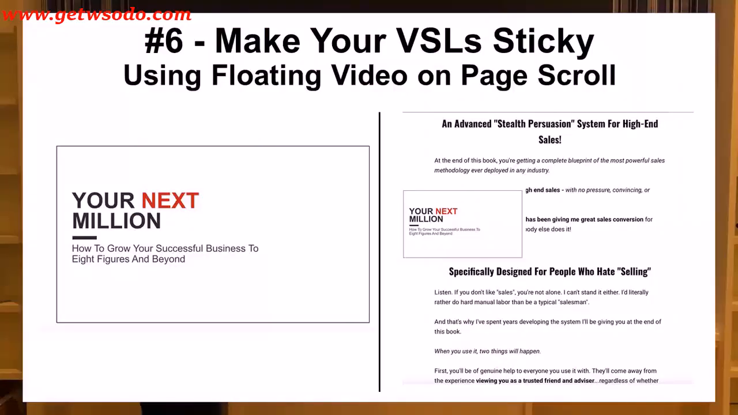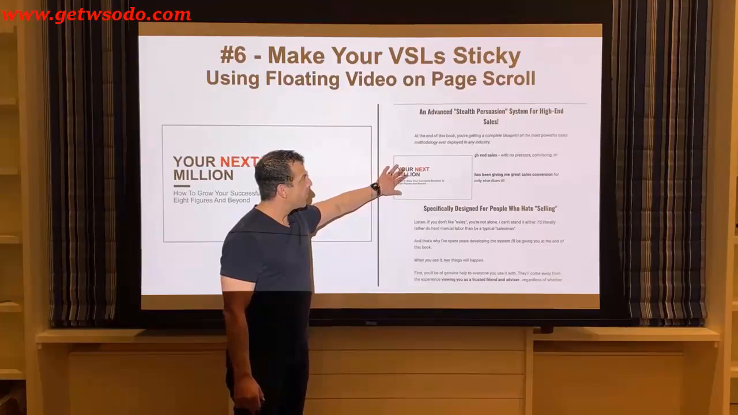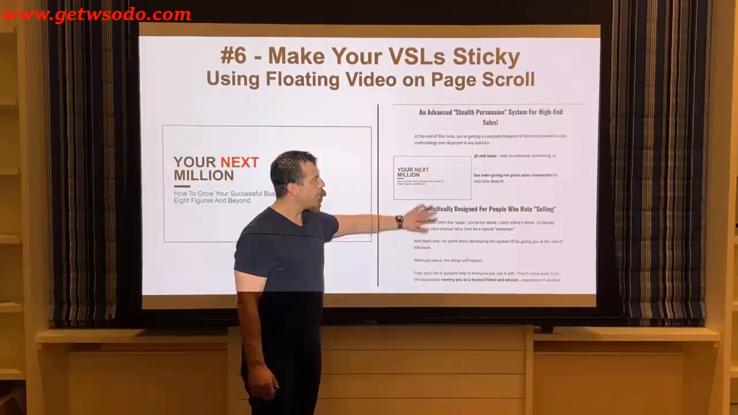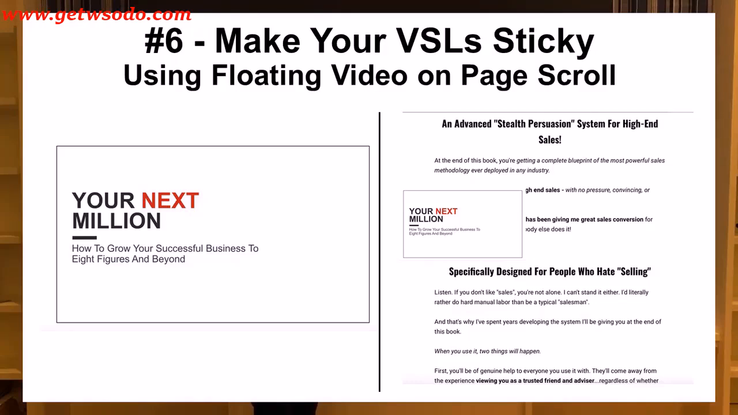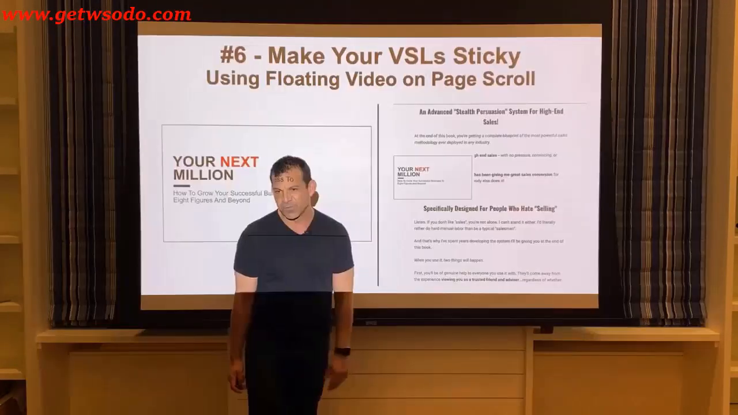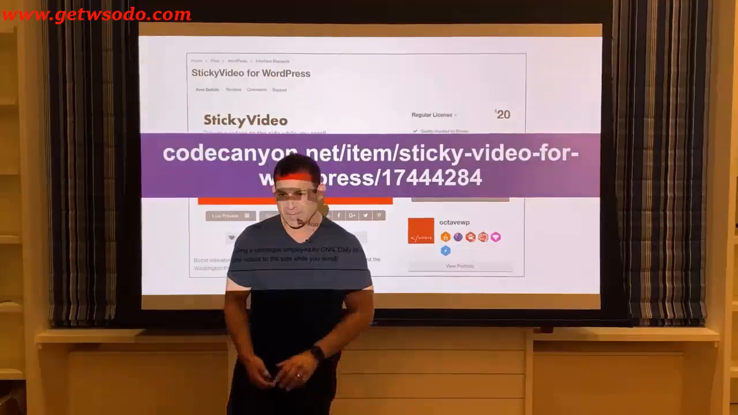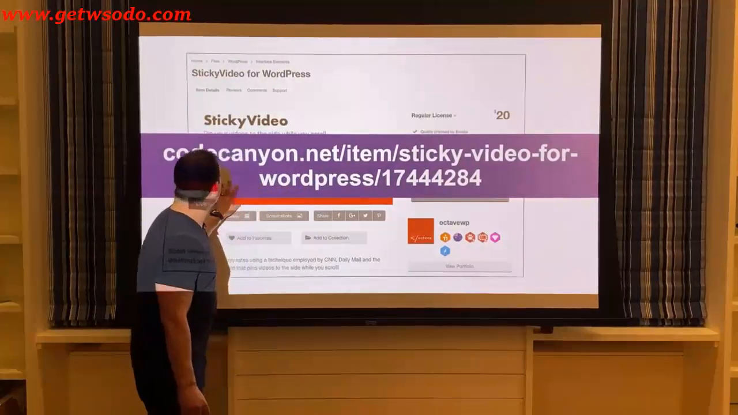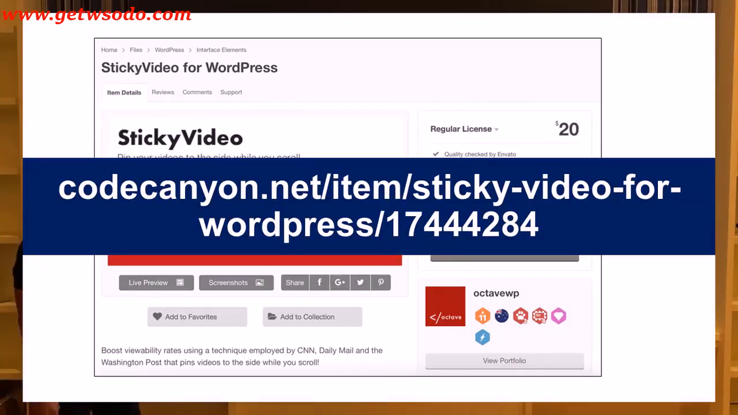All right, make your VSL sticky using floating video on page scroll. I think this is Kern, not sure, don't remember, but anyway, this is the VSL, this is the sales letter, and as you're scrolling down the sales letter, the VSL moves with you. We call that a floating video. It's floating down the page as the person scrolls. So if you want to do that, you can go here to Code Canyon, item sticky video for WordPress.